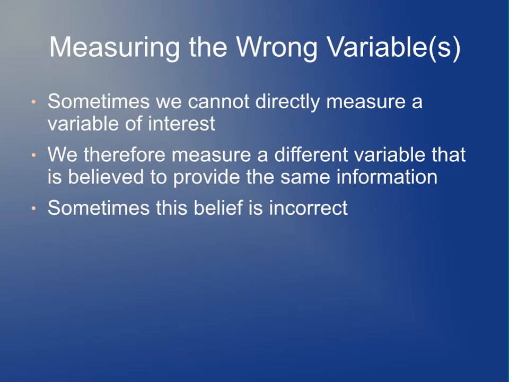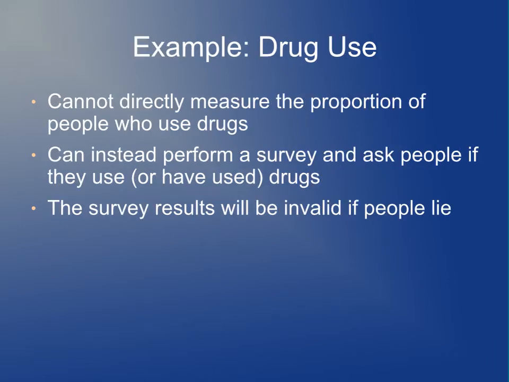Another thing that can cause problems is if you simply measure the wrong thing. Oftentimes, when you're doing science, you can't measure a variable directly due to ethical problems or cost problems or the fact that it's just physically impossible. You have to try to measure it indirectly. And you like to believe that this other variable will provide the same information, but sometimes this won't be the case.